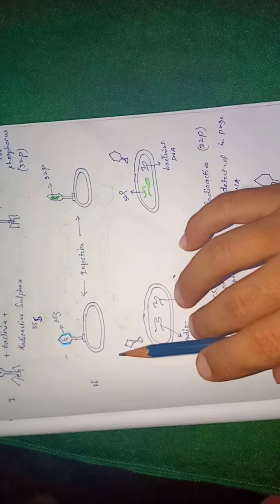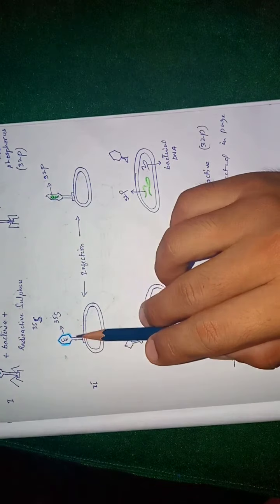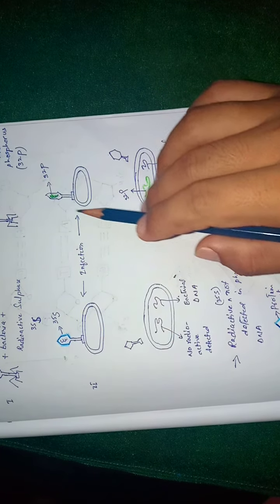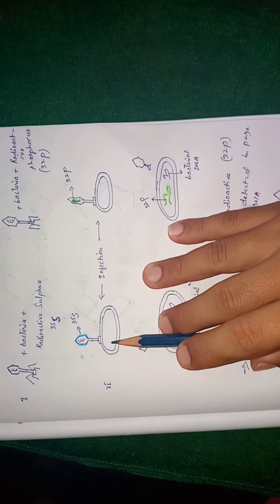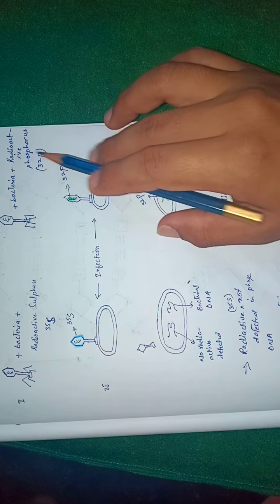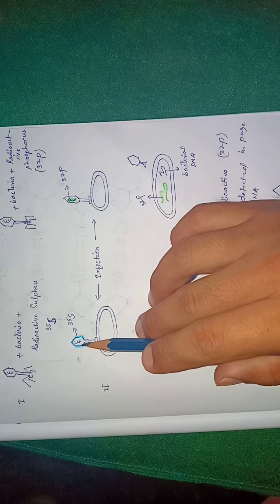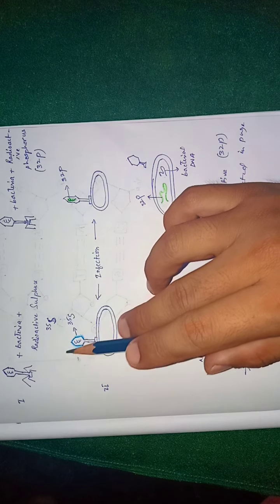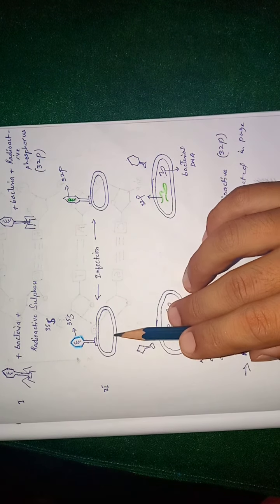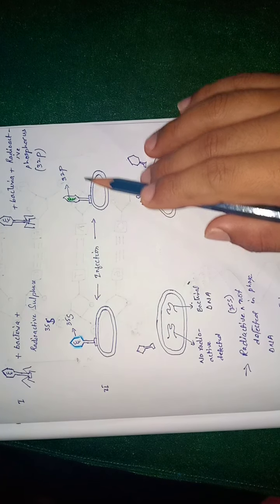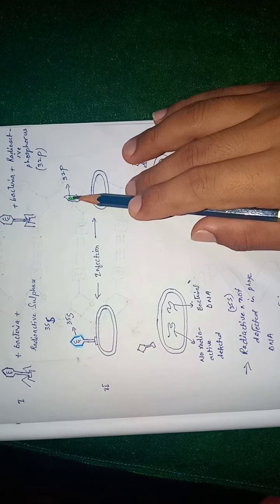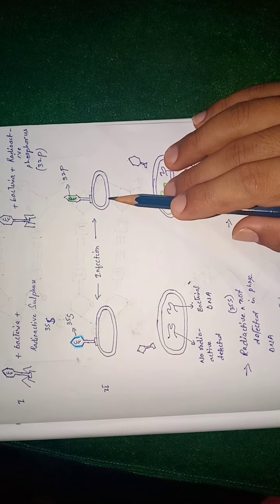Now they allow the bacteriophage to infect the bacterial cell in the culture. So these are all taking place inside the two cultures. One culture contains radioactive sulfur, and the other culture contains radioactive phosphorus. The phage containing radioactive sulfur in the protein coat is allowed to infect the bacterial cell, and in the second culture the phage containing radioactive phosphorus in its DNA is also allowed to infect the bacterial cell.